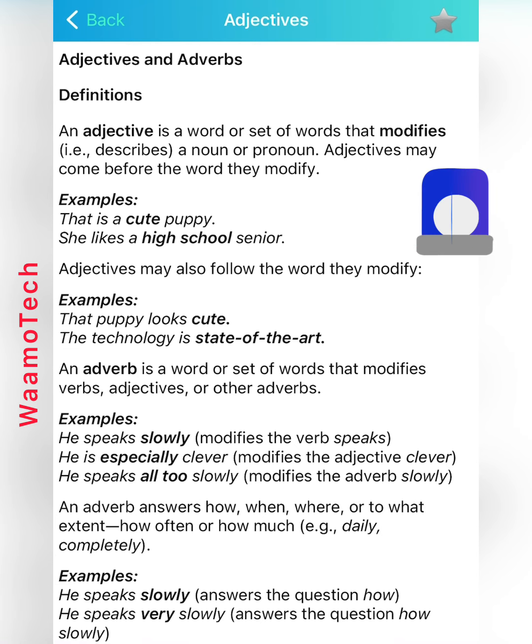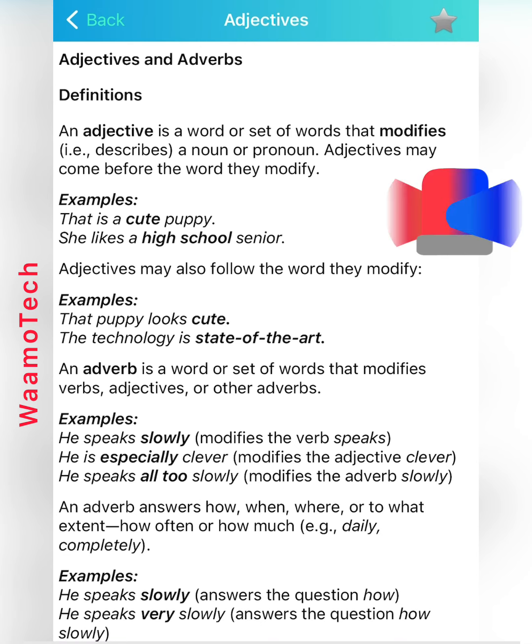Let's look at the example. So it's like we've rewritten the example above, and it says that puppy looks cute. So the word cute now is the adjective, and it's modifying the noun puppy. How does it look? It looks cute. So the adjective now comes after the noun puppy.